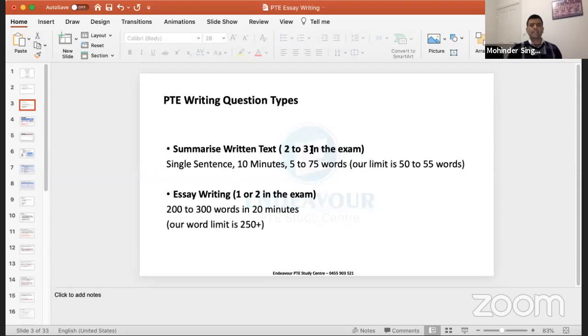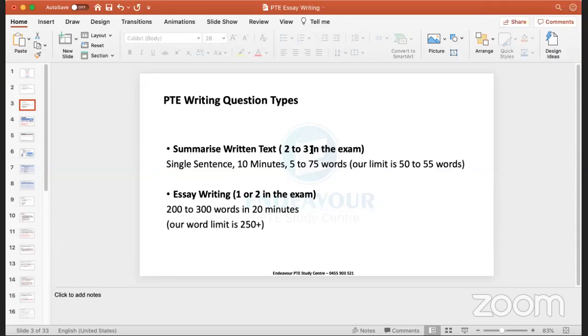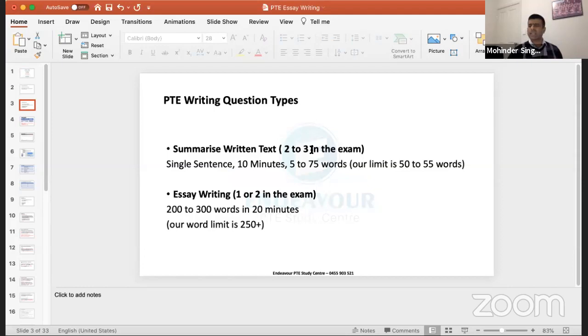So in PTE, basically, in the writing module, you have two question types. We have summarize written text, we have write essay. The number of questions in the exam may vary from 2 to 3 in summarize written text, but sometimes they can even give you 1. So anything between 1 and 3 summarize written text is fine in PTE. In summarize written text, you're required to write a single sentence summary.